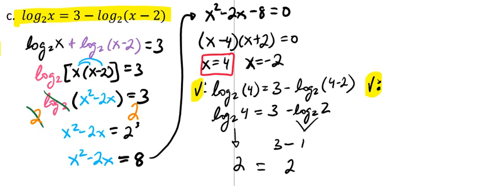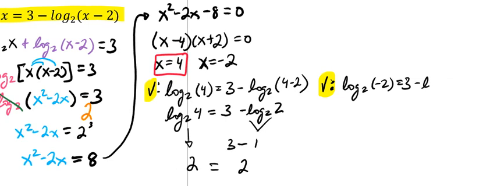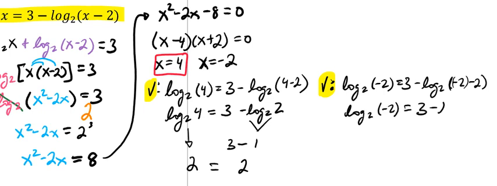But we also need to check the negative 2. So we also need to check the negative 2 again with our original equation. So we're going to have the log base 2 of negative 2 equals 3 minus the log base 2 of negative 2 minus 2. So from here I'm going to have the log base 2 of negative 2 equals 3 minus the log base 2 of negative 4.